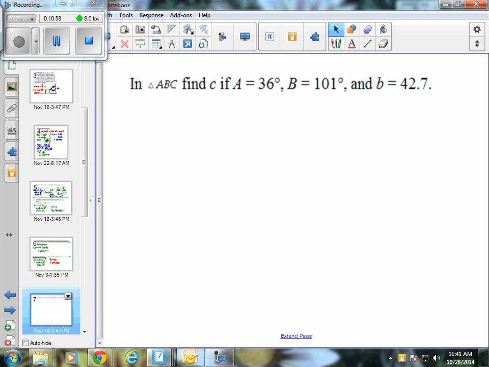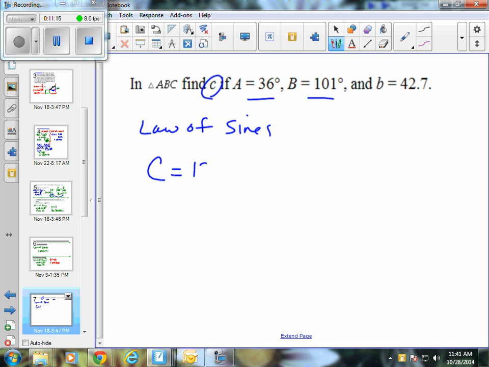Okay, now we're actually going to solve. So here we have one where we're actually going to find a measurement. They want us to find little c. Now look at what you're given. You're actually given two angles. So when you're given two angles, you really know the third one. This is a law of sines situation. So we'll go ahead and see if we can solve here. Law of sines, we'll find our other angle first, our angle C. So that's pretty easy to calculate. You guys have been doing that. So 180 minus the other two angles. So that would be 43 degrees.